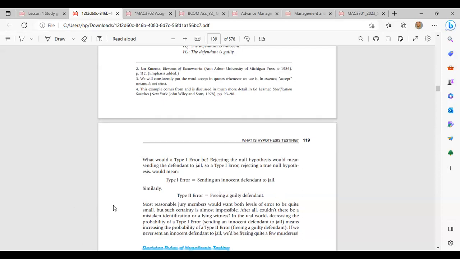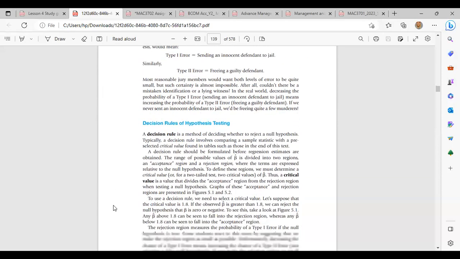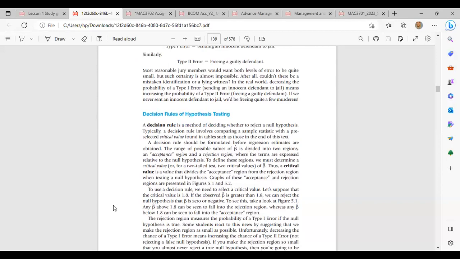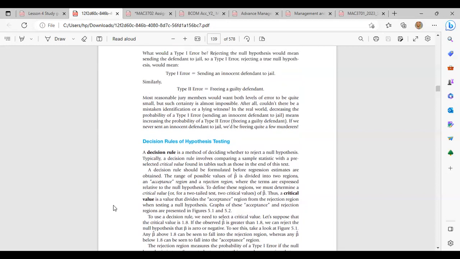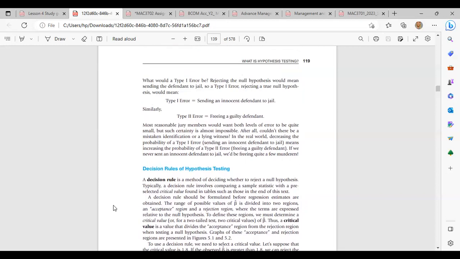Now, I need you to notice one thing in terms of the decision rule. Ideally, we want to minimize type 1 error and type 2 error in any circumstances. In other words, you don't want a situation where you are sending an innocent person to jail, neither do you want a situation where you are freeing a guilty defendant. So you want to look at your probabilities.